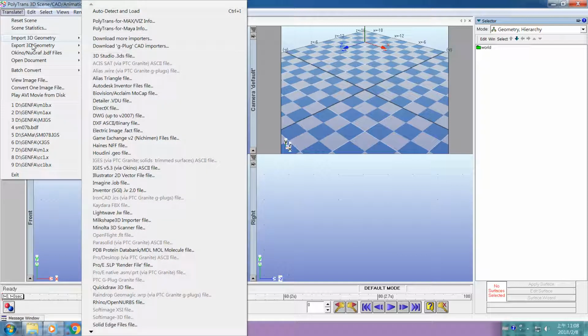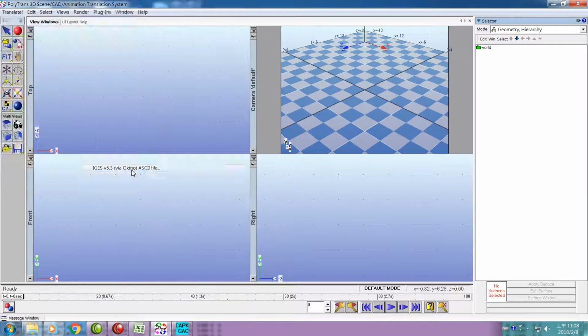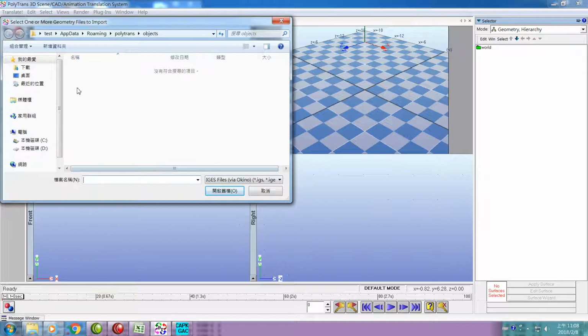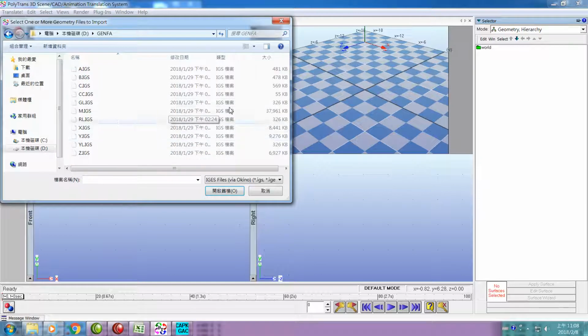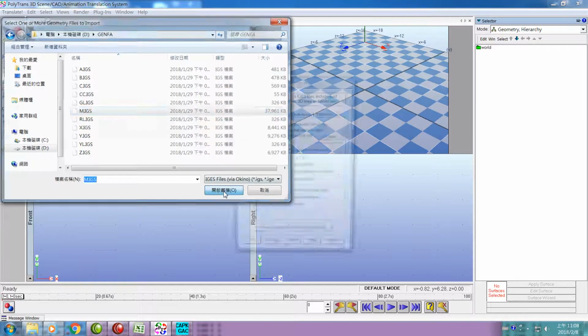We use the import 3D geometry function and pick the IGS ASCII file function to import the foundation from the files. The foundation is m.igs.